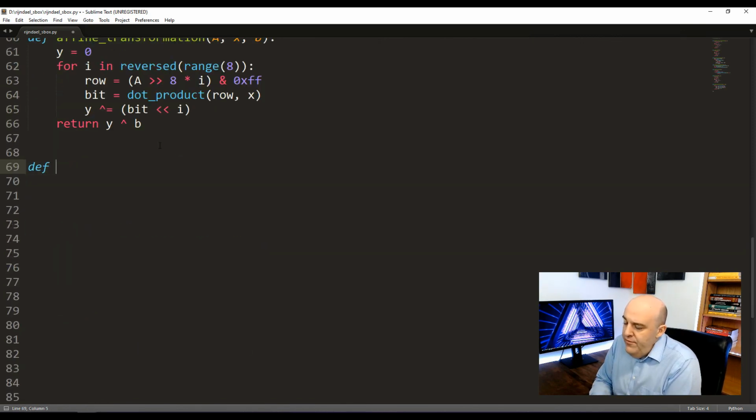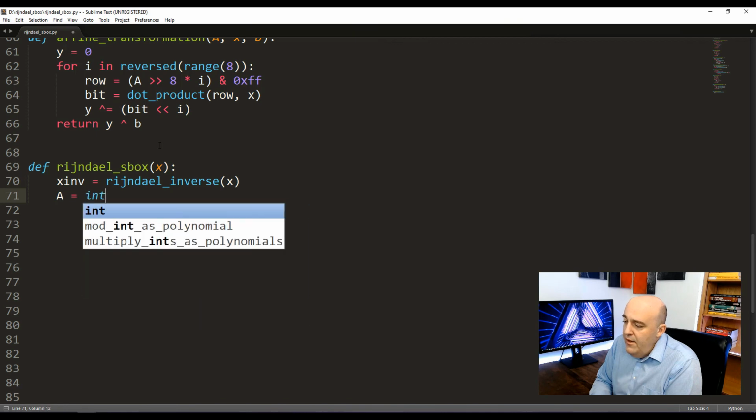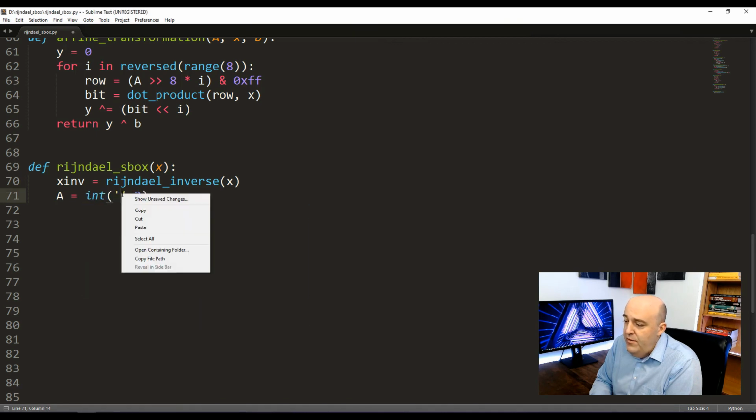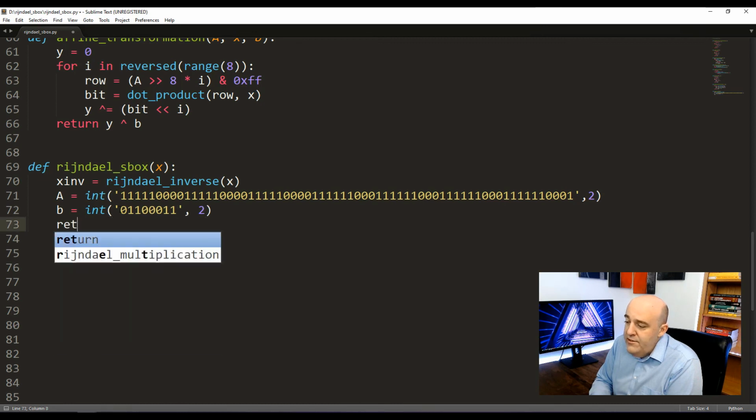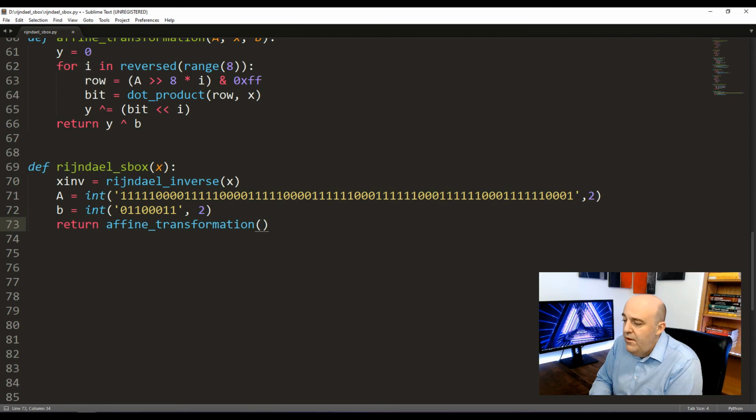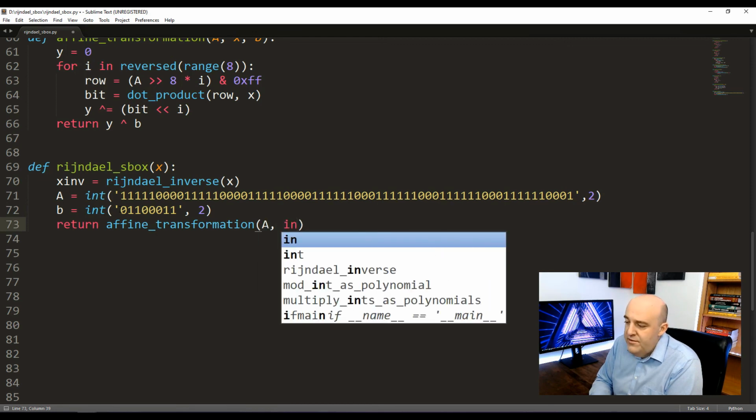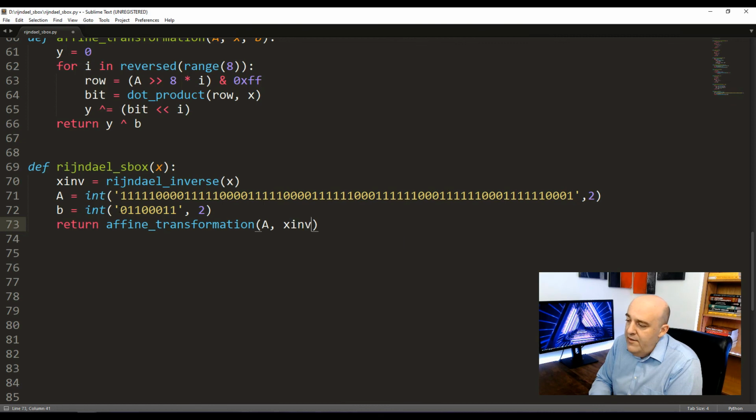So we're finally ready to implement the Rijndael S-Box, which takes in a single 8-bit integer x. To define this function, we first define x inverse to be the Rijndael inverse of x. And then we define that 64-bit integer A we talked about, and the 8-bit integer b, which provides the parameters for the affine transformation. And then the value of the Rijndael S-Box is the affine transformation with respect to A and b applied to x inverse. Not to x, but to x inverse. And that's the value of the S-Box at x.